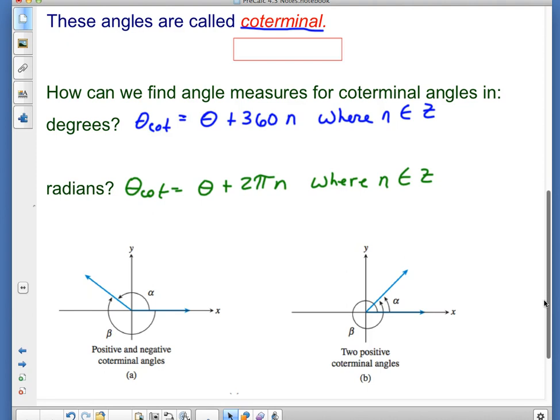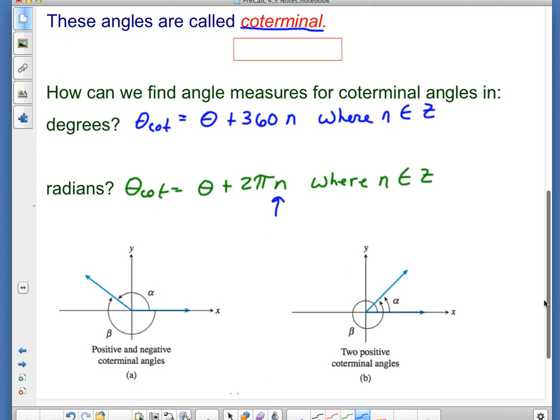N and Z. Keep in mind, n is a number that just represents a multiplier, and Z is the set of all integers. So everything going up to -2, -1, 0, 1, and 2, and beyond, whole numbers and their negative counterparts. And you have to think about it: I can have positive or negative rotations of 360 or 2 pi that come back to the same terminal ray. Does that make sense?